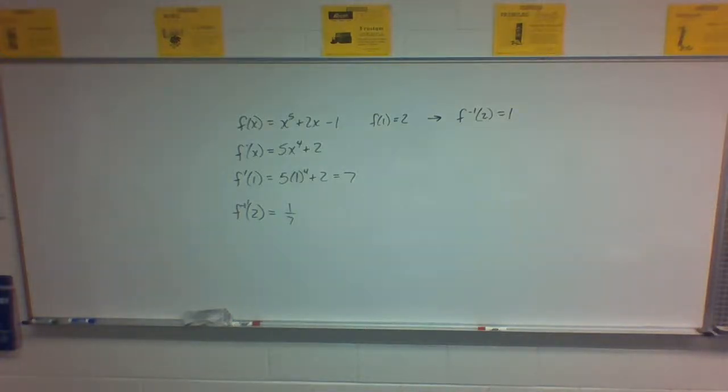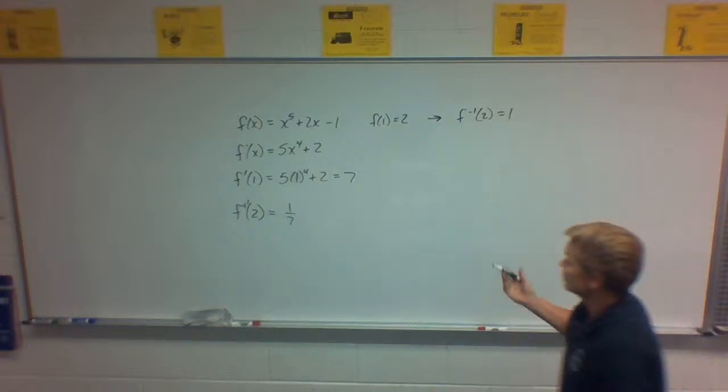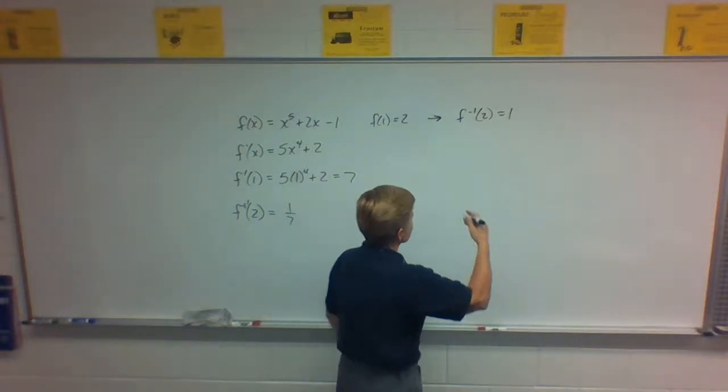Wait, why don't we just derive it as y's and then plug it in? Switch places with x and y, and then derive it implicitly and evaluate it at 2. Would that work? Let's try it, because we like to investigate things here.